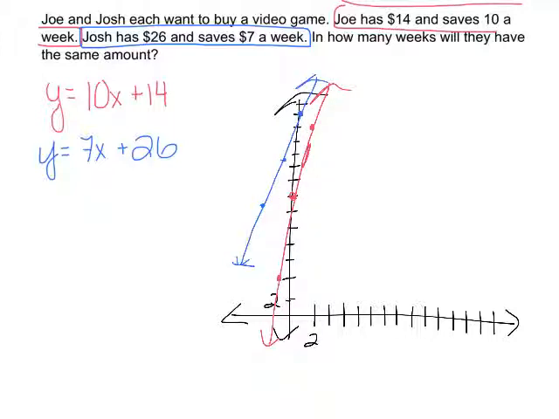And on your graph, your line should be intersecting up here. Unfortunately, on my graph, I'm not able to draw that completely out. However, our solution is going to be that at 4 weeks, their money will be the same.